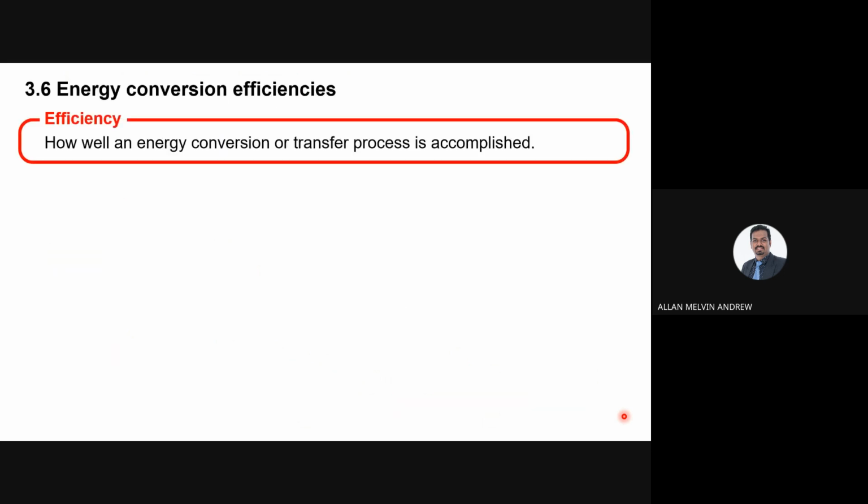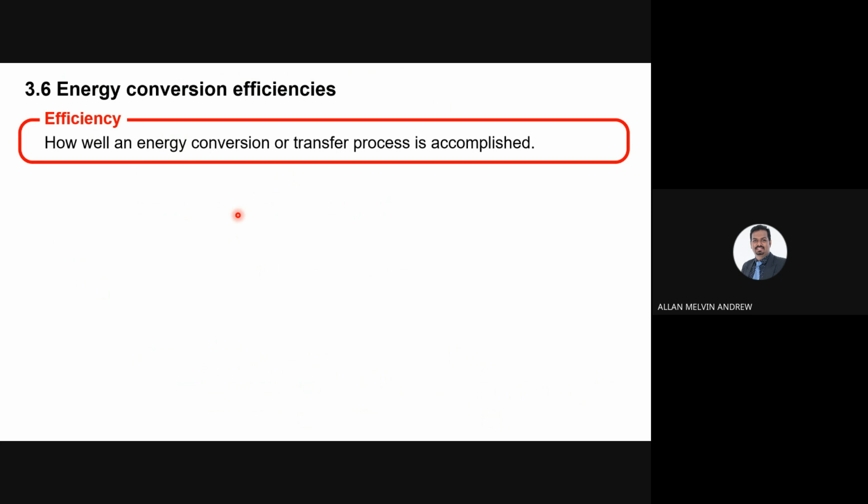Okay, so 3.6, energy conversion efficiencies. You want to see how efficient the energy conversion is, because when you change from one form to another, you can have energy losses. Maybe because of a long wire. Compared to a short wire, if you use a long wire, the energy can be lost more. That's why you try to make it less.